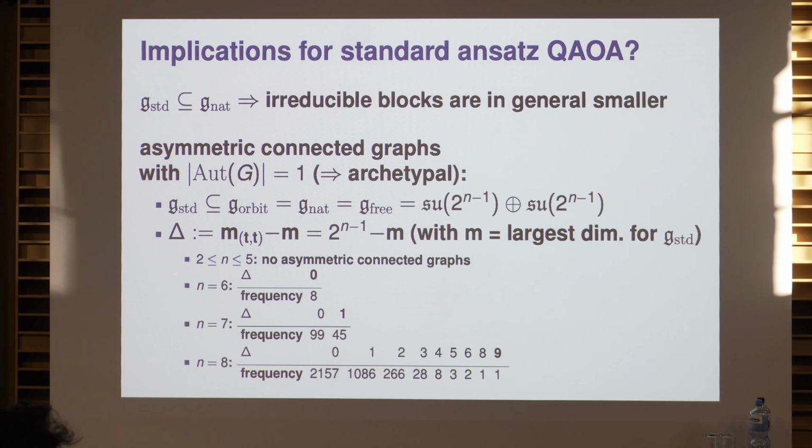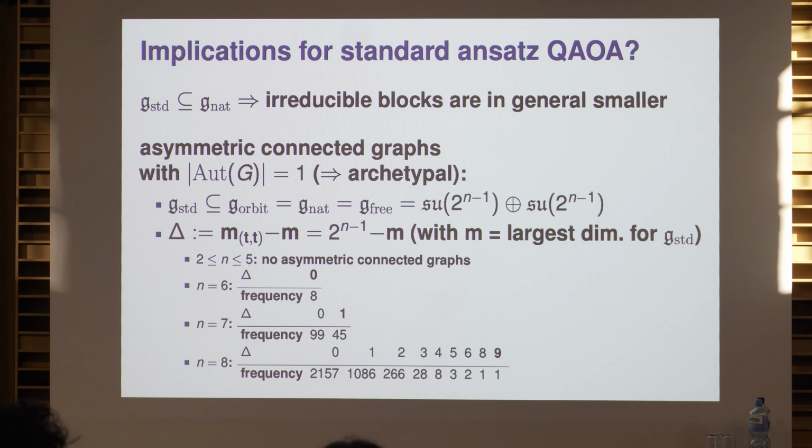For up to 5 qubits, there are no asymmetric connected graphs. For n equals 6, I hope I did not make a mistake, but I think there are 8 asymmetric connected graphs, and the gap is always 0. For n equals 7, we get a gap of 0 and 1 with these frequencies. And for n equals 8, we see that almost all of them have a very small gap, and then we get up to a gap of 9. I think this is not the only data we have seen; this is what we included in the paper.